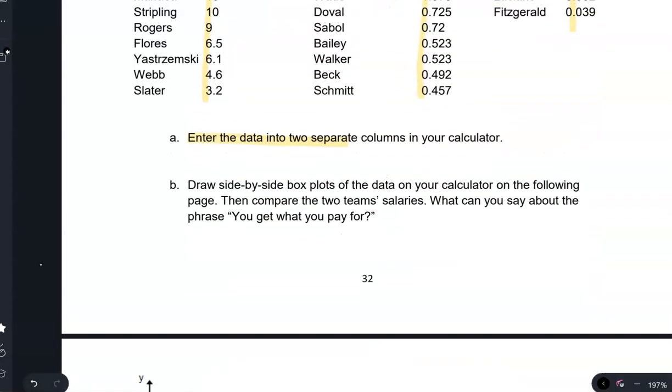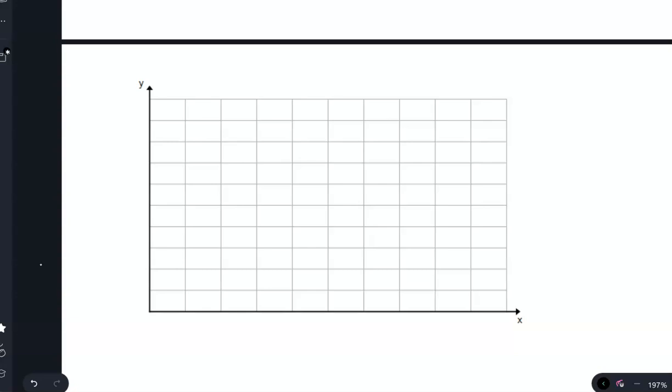Okay, so then we're going to draw what are called side-by-side box plots of the data in our calculator. Okay, and we're then going to compare the two team salaries and answer the question, what can we say about the phrase, you get what you pay for? Okay, so on the next page, here's our graph.